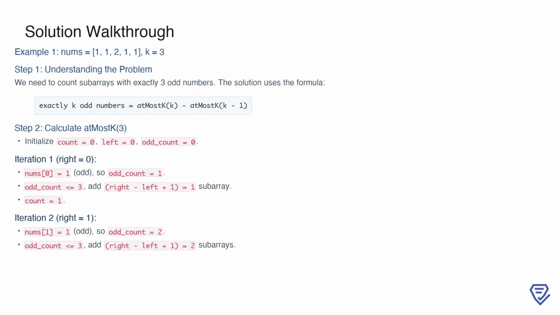As we iterate through the array, we adjust these values based on whether the current element is odd or even. In the first iteration, nums[0] is 1, which is odd, so we increment odd_count to 1. Since odd_count is less than or equal to 3, we add 1 subarray, which is the current window, [1]. This brings count to 1. In the second iteration, nums[1] is also odd, increasing odd_count to 2. We now add 2 subarrays, [1, 1] and [1], bringing count to 3.